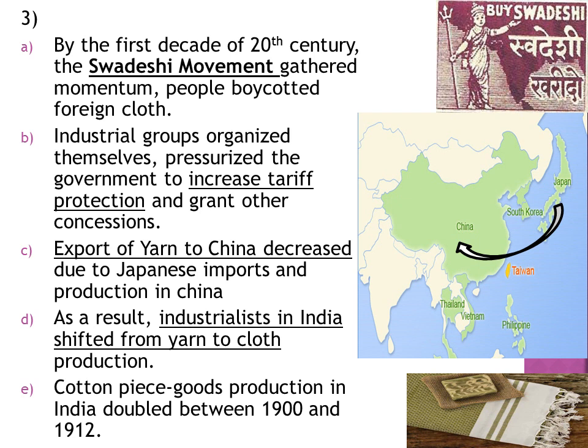So, industrialists did not have a choice. Since yarn demand declined, they shifted from yarn to cloth production. So, because of Swadeshi movement as well as because of Indian industrialists producing cloth, cotton piece goods production in India doubled between 1900 and 1912.